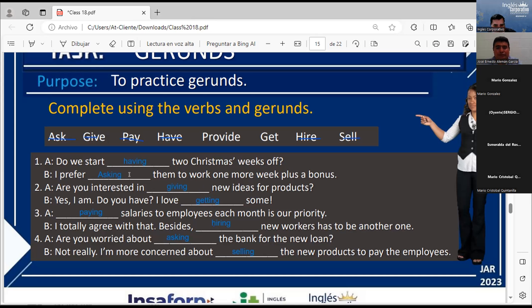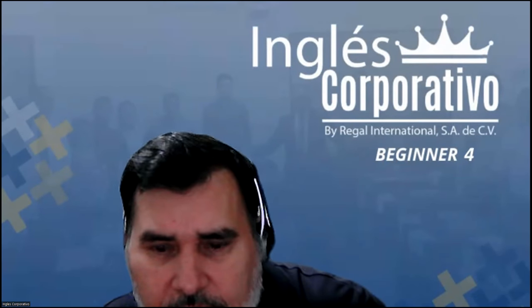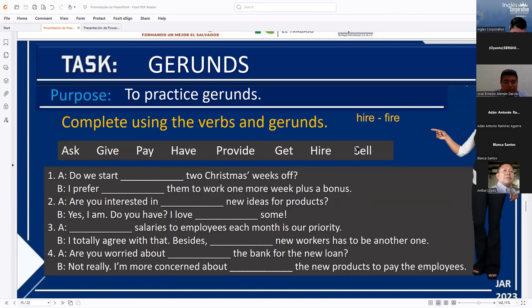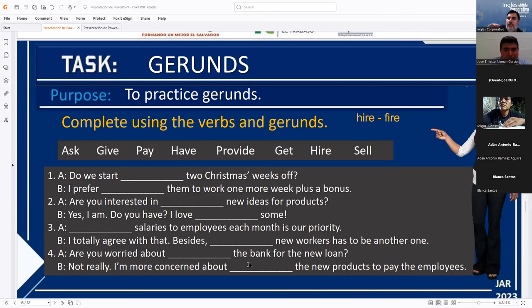Okay, let's go to the main session. Thank you. Okay, there are 11 people out. Let's wait for the others. Well, that's okay. Let's begin. Let's go bottom up.